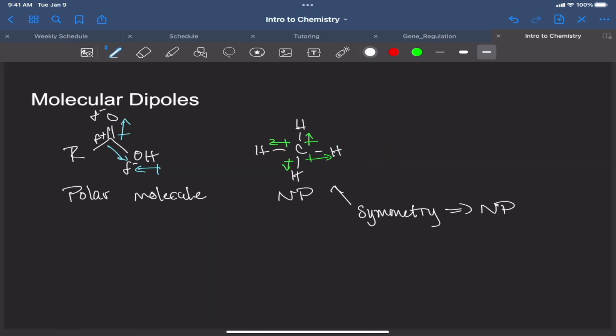So now let's talk about molecular dipoles. Essentially, if a molecule has a single dipole, it'll have an overall molecular dipole. If it has multiple, we need to look at the direction of them. Okay, if they're going in the exact same direction, then it doesn't matter. Actually, I think I drew this in the wrong way. Oopsies.